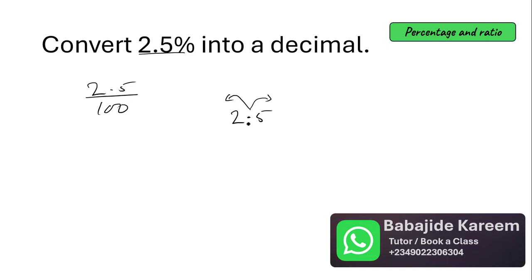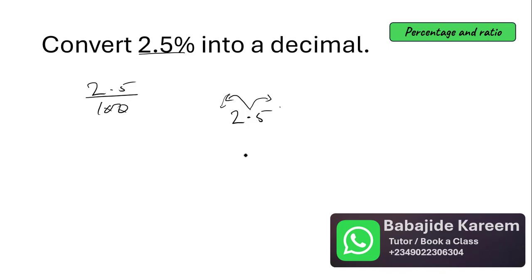That is going to reduce the value of 2.5. If you move it here, it will become 25. That increases the value. But if you move it here, it will become 0.25. That decreases the value. So we are going to move towards the left. And because we have 2 zeros here, we are going to move towards the left twice.